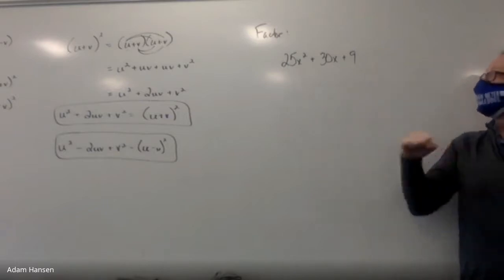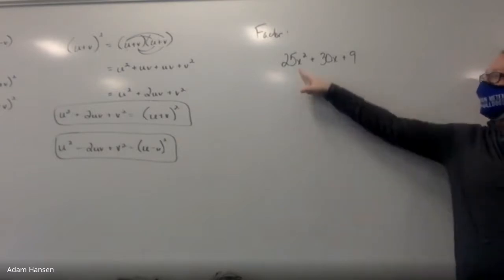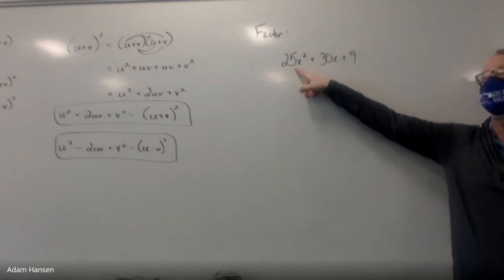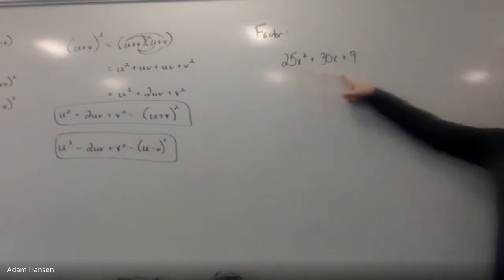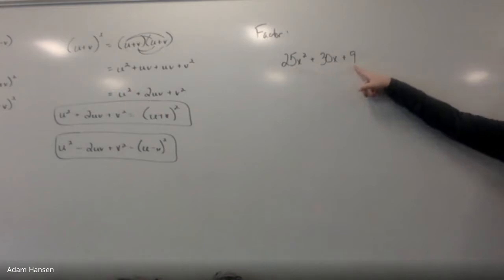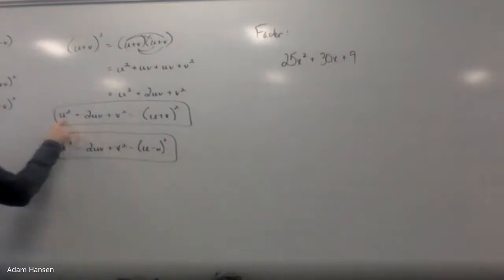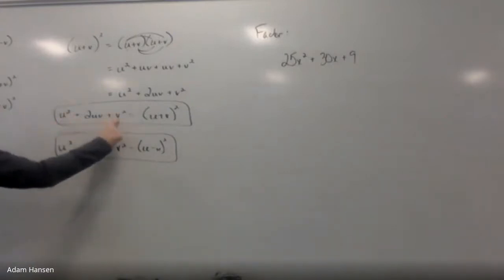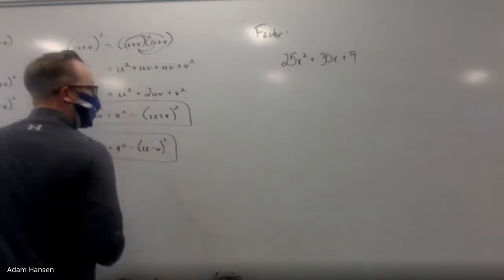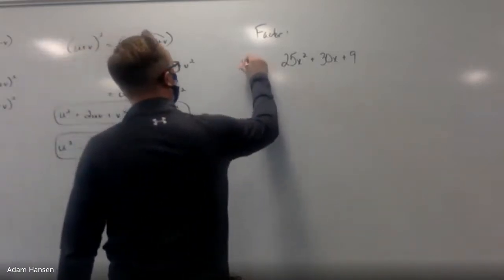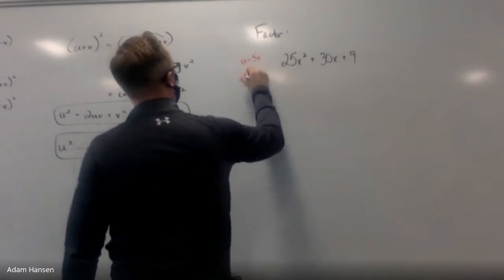Why is it a perfect square trinomial? Look at 25x squared. What do you say, Michael? What times what makes 25x squared? 5x. What times what makes 9? 3. So in this formula here, wouldn't u be given by the 5x Michael just said, and v be given by the 3? U is 5x, v is 3.